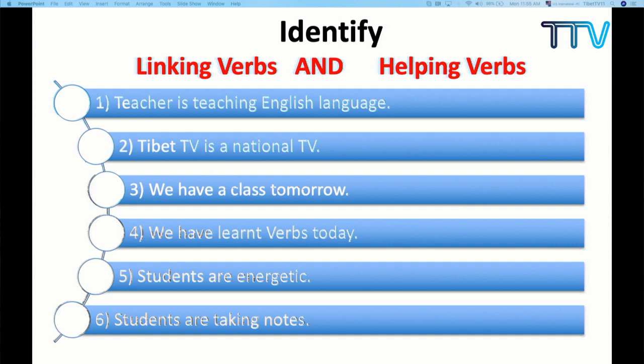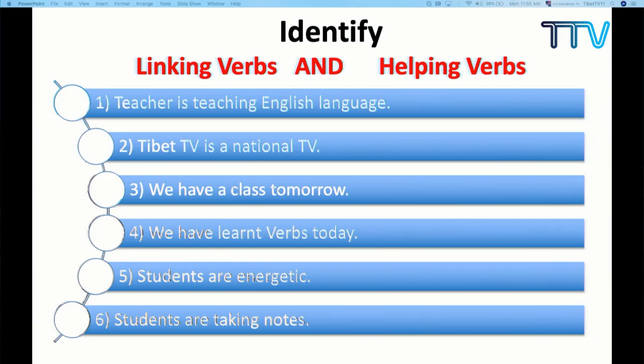Okay, now you have to identify which is a linking verb and which is a helping verb. First of all, you have to know what a linking verb and a helping verb are. Whenever there is a linking verb, there will be no principal verb. With a helping verb, there will be a principal verb or main verb. Okay, now this is just a hint.